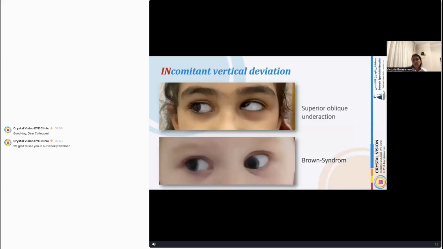As for dissociated vertical strabismus, these conditions require increased attention as they are often associated with various syndromes. Perhaps the most common among them are the syndrome of superior oblique muscle dysfunction and Brown syndrome. These are fundamentally different conditions, varying in their causes, clinical presentations, and treatment strategies.